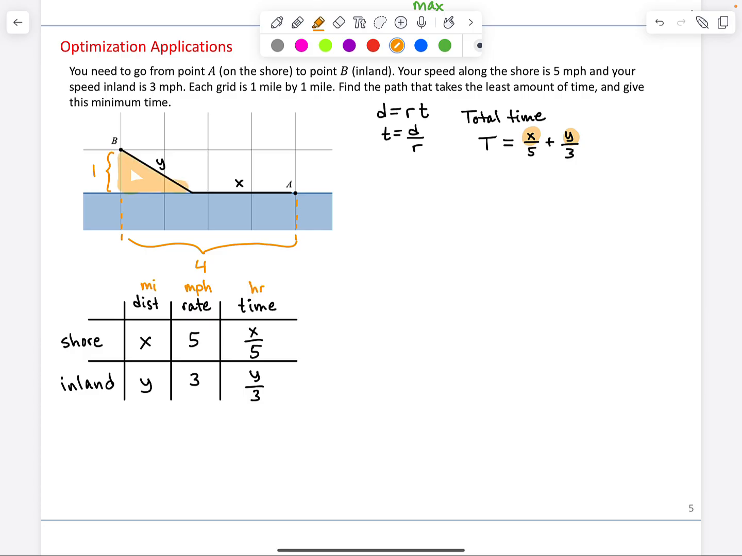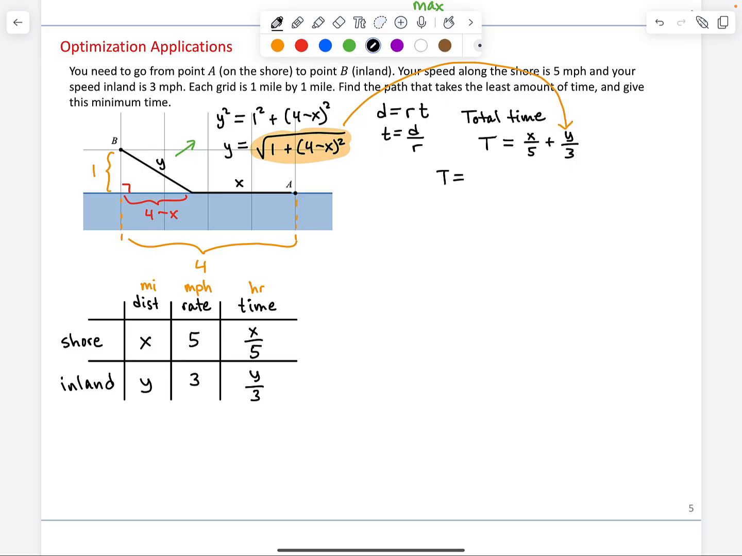The key to doing this will be this right triangle. This length right here would be 4 miles minus x. It would be the total distance downshore minus the distance that we walk along the shore. So looking at that right triangle, we know that the hypotenuse squared will equal the leg squared plus the other leg squared. In other words, y can be found by doing the square root of 1 plus (4 minus x) squared. This expression can be substituted in for this y in our time expression. So the total time can be written as 1/5 of x plus 1/3 of this function y.